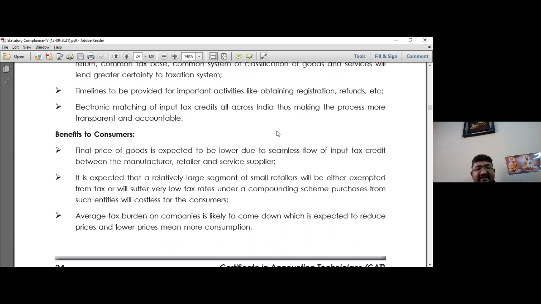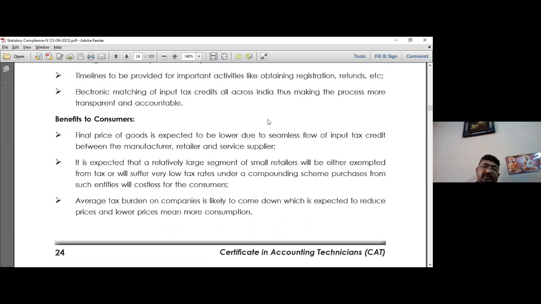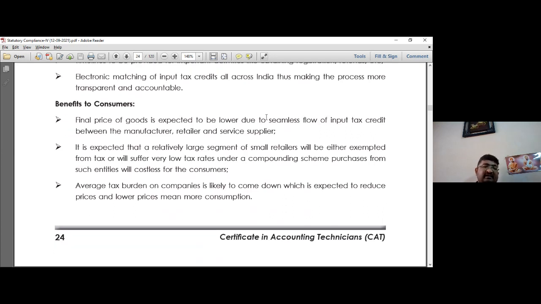Electronic matching of input tax credit all across India, thus making the process more transparent and accountable. This is the auto-populated one, which I said. Then what will happen to the final price of the goods? It reduces on account of input tax credit, which we discussed in the second day class, I think. Price has been reduced. The final goods price in the old tax, that is without the VAT concept, is 2,695, but once the VAT concept has been introduced in GST, the value reduces to 2,200.